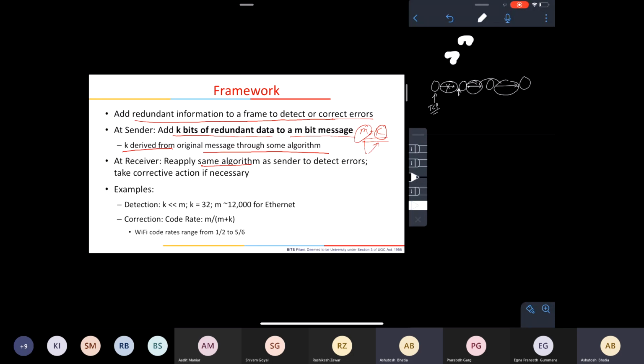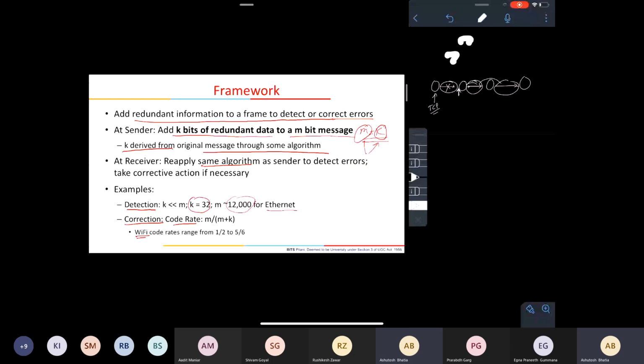Okay. Now, just for example's sake, in case of detection, which Ethernet actually uses, the frames are nearly about 12,000 bits, but the k size is only 32 bits. Okay, so k is very, very much less than m. So you can still detect. Correction is not in Ethernet, but whenever correction is done, it is done in Wi-Fi.